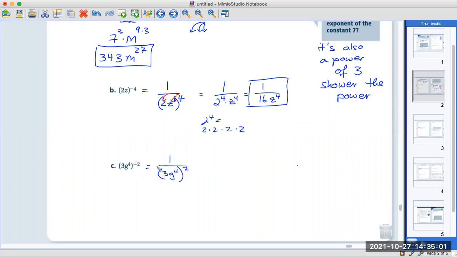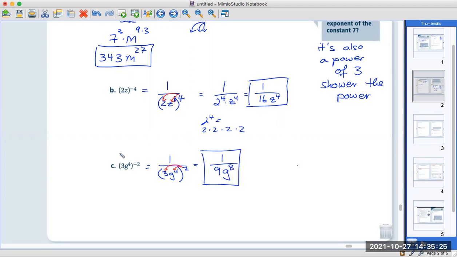Positive 2, the negative becomes positive. Shower the power, but only if it's parentheses. If there are no parentheses, don't do that. 3 squared is 9, g to the 8th, because you're multiplying these two powers.